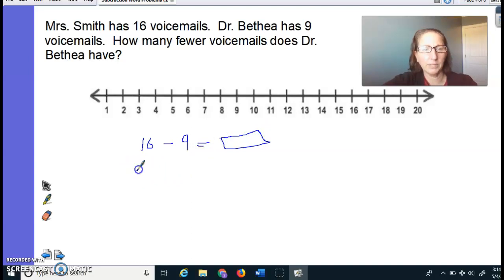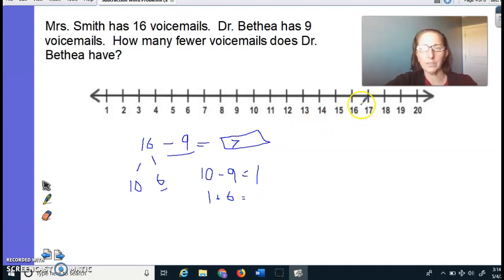Now to solve this problem, we're going to decompose the number 16. We're going to say that 16 is 10 and 6. We're going to look and see how many we're taking away from the 10. We're taking 9 away from 10. So we have 10 minus 9, which hopefully you know your combination. 9 plus what makes 10? 9 plus 1. Now we're going to take that 1 and we're going to add it to our leftovers. So we have 1 plus 6 equals, and 1 plus 6 equals 7.